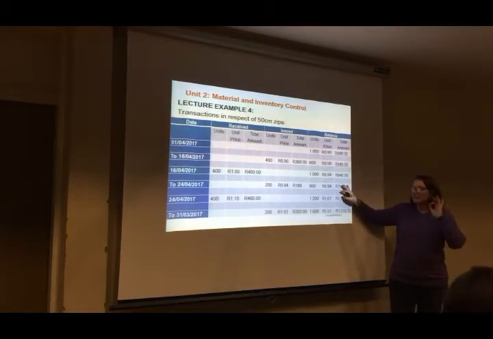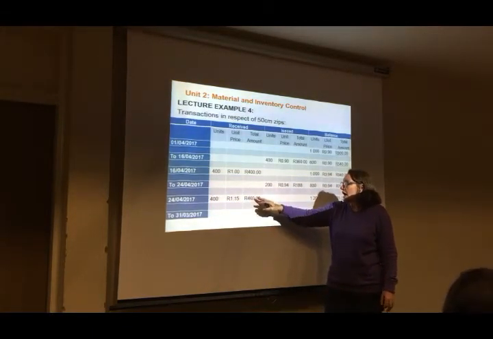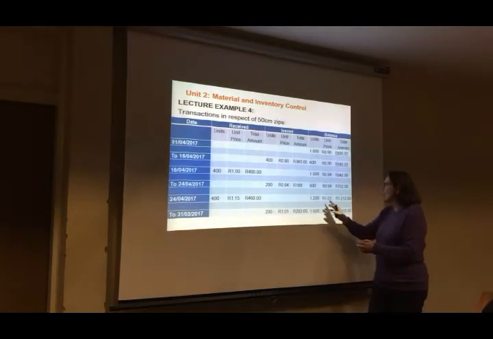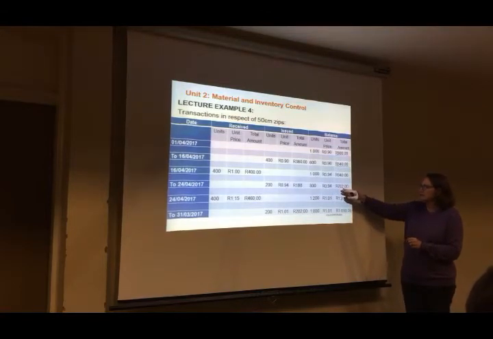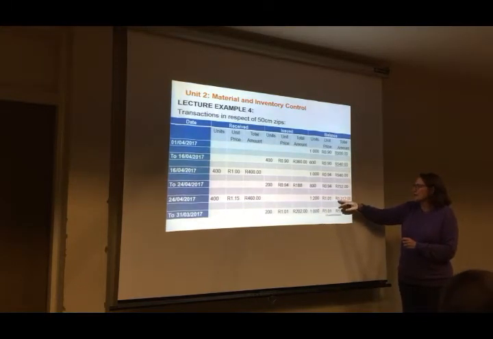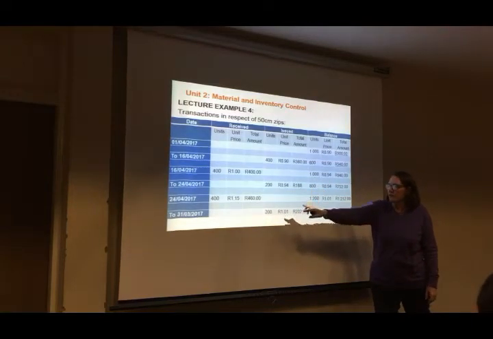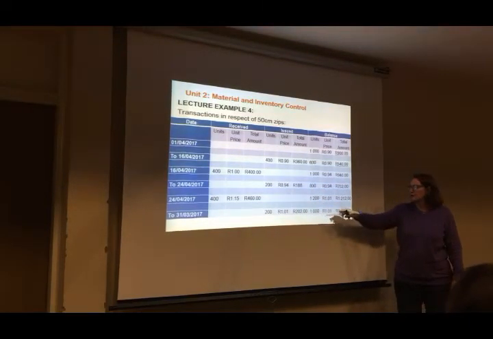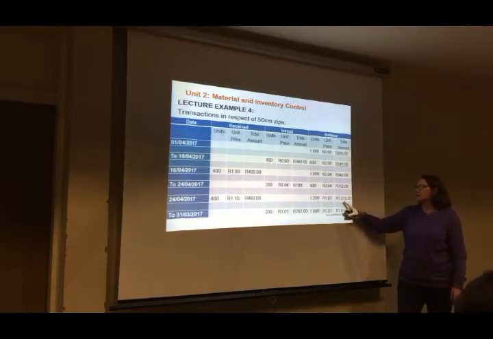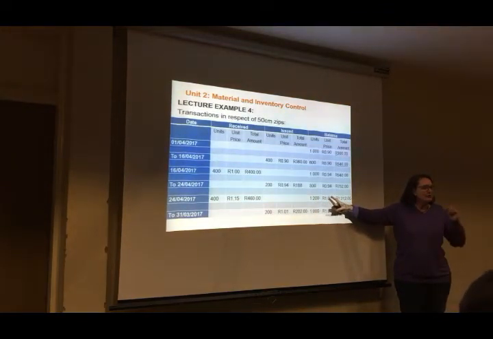Then you bought another 400 at 1.15, which gave you 460 rand. Now, because you've bought more, you've got to recalculate your average cost. So your total cost must be 752 plus 460, which gives you 1,212 rand. Your total number of units is 800 plus 400 is 1,200. Your average price here is 1,212 rand divided by 1,200, which is 1 rand and 1 cent per unit.